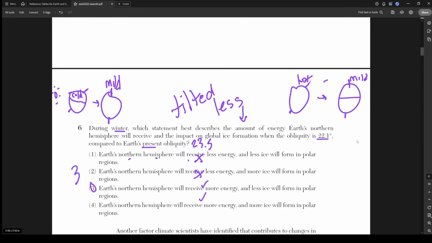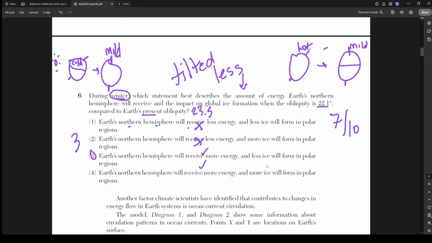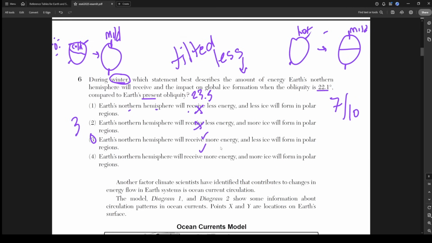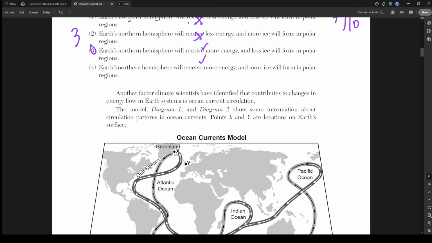So I would say this question is pretty tricky because they're saying going from winter, and you have to really understand what the tilt does. So I'm going to call this a 7. I'm going to say this is the hardest question we've seen yet, in my opinion. It's tricky. All right, we're going on.